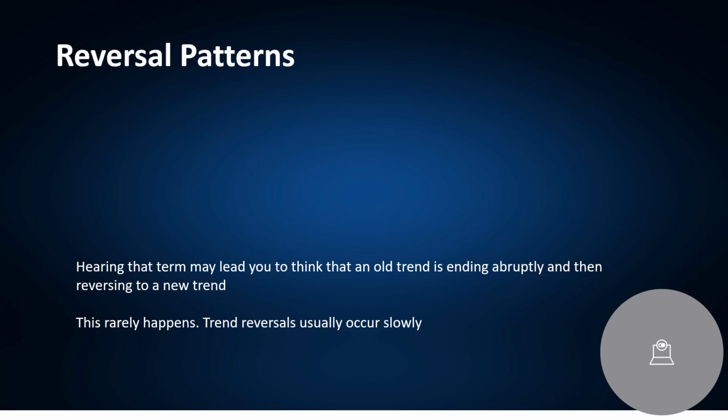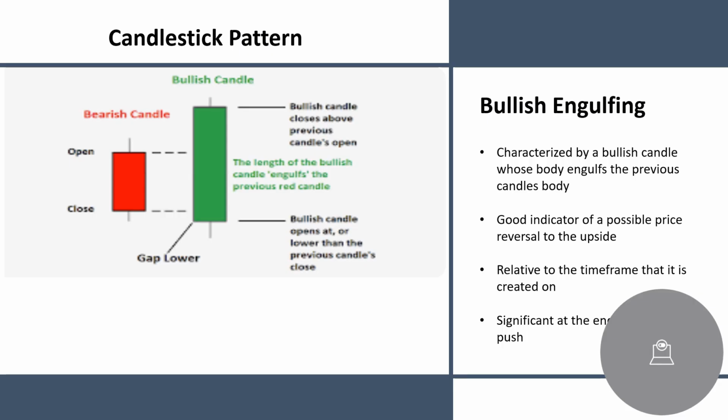A reversal pattern is formed by price action forming a candlestick in a specific manner that gives us an indication of what could happen next. Hearing the term reversal pattern may lead you to think that an old trend is ending and then reversing to a new trend. The reality is that this rarely happens. Trend reversals occur slowly and in stages, and that's something you will come to realize the more you learn about them.